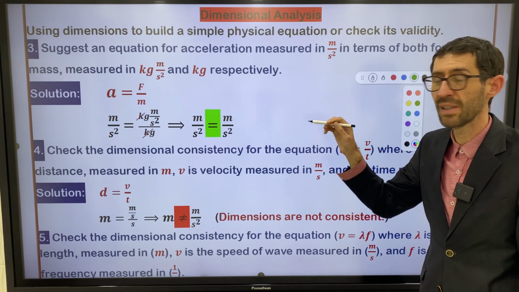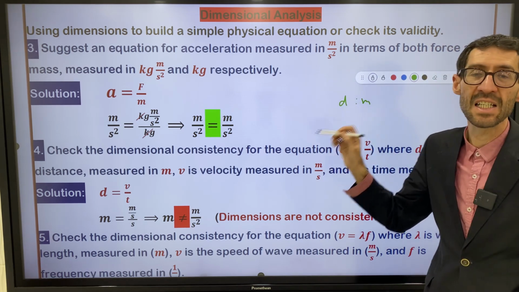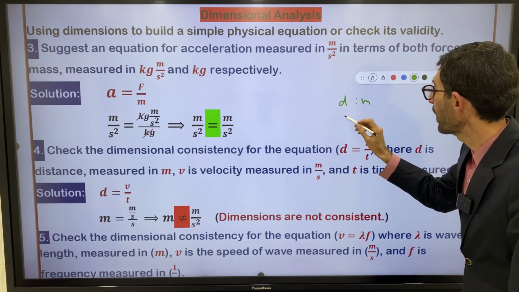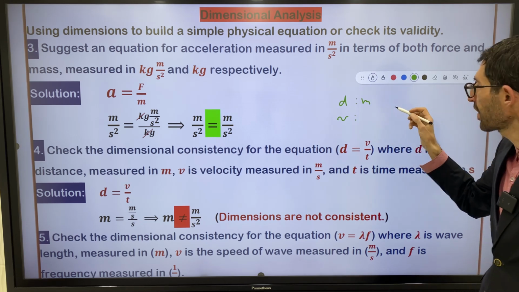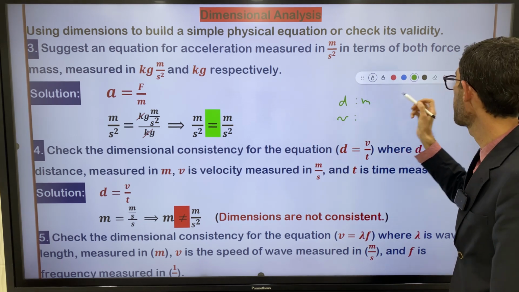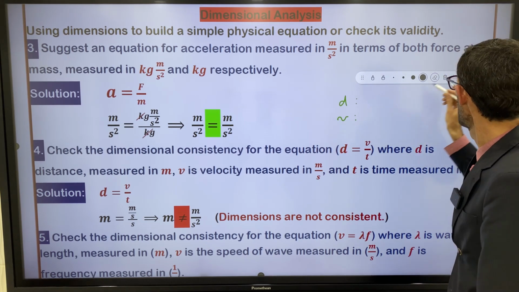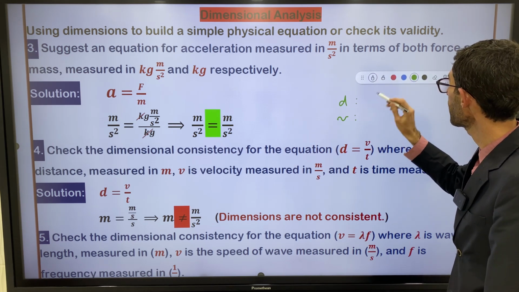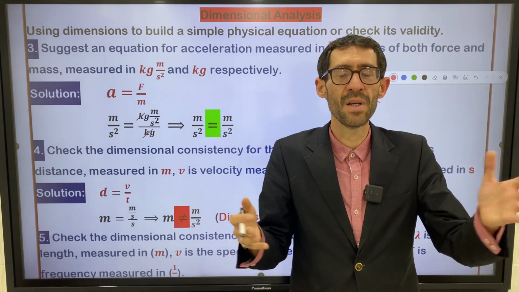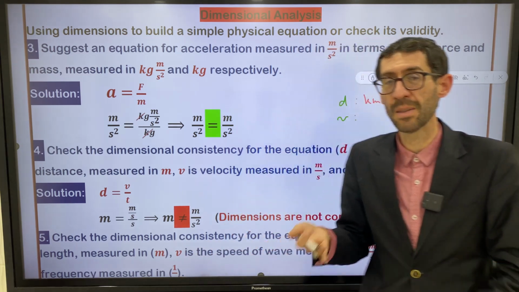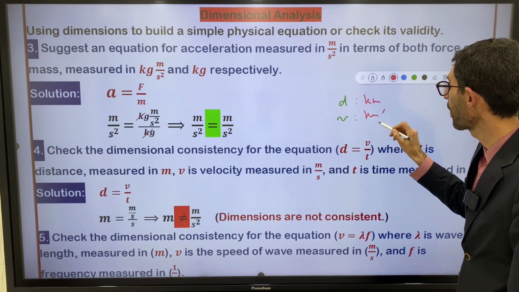I told you about the distance. So we have distance in meters, right? Distance is measured in meters. Velocity is measured in, let me change the unit, right? Distance measured in kilometers. Let me erase it for you. So distance is measured in, for example, kilometers, because the distance between two cities is measured in kilometers, not in meters. That's why I changed it. Velocity is measured in kilometers per hour, right?